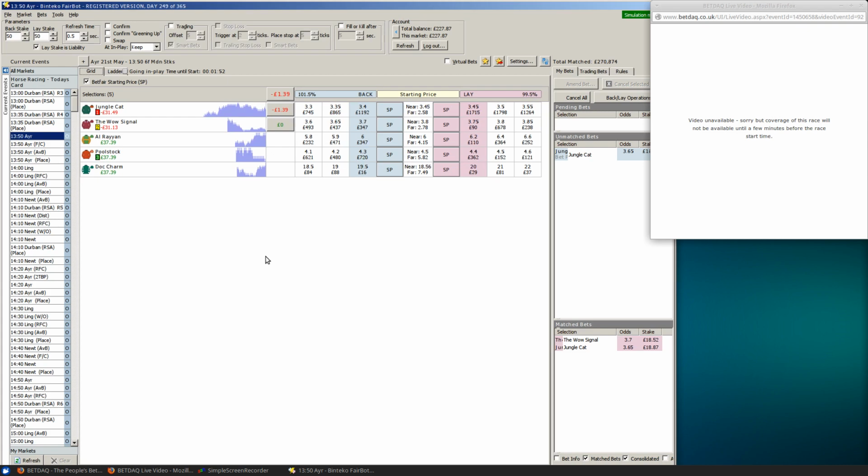Now that's useful because it means that I can just go in there and not think about my stake or anything. I can just go blitzing in there, laying all the runners or all the ones that I want to lay, without worrying about what my actual stake is. So you'll see down here the stake in the conventional sense on the WOW and the Jungle Cat are much the same, simply because of their odds. But if we go to Doc Charm and I lay that, I've got a lay stake of £2.38. Liability is still 50.